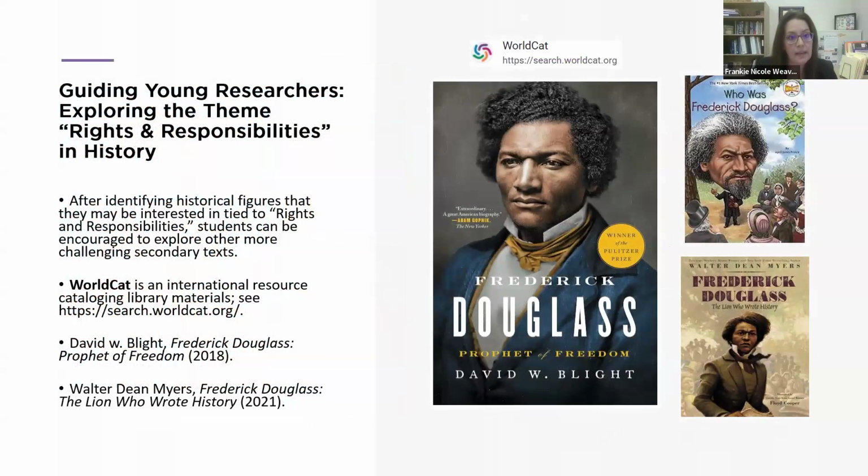Then I say, building on that, you can continue with secondary resources. I would have them explore WorldCat, which is an international resource cataloging library materials, just to see what's out there. I liked to do this on different topics, typing in different names. If they wanted to explore Frederick Douglass, they will see that there's a lot out there, but it's also good to see what already exists, and the perspectives that these authors might bring to the topic.